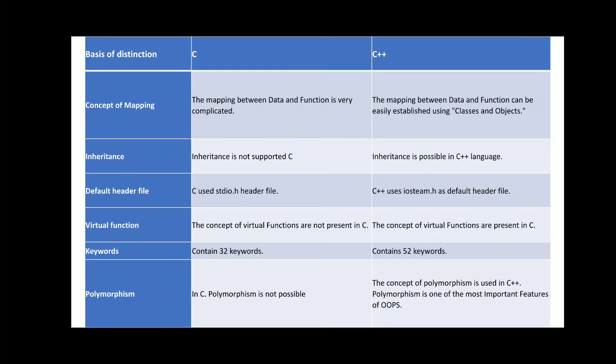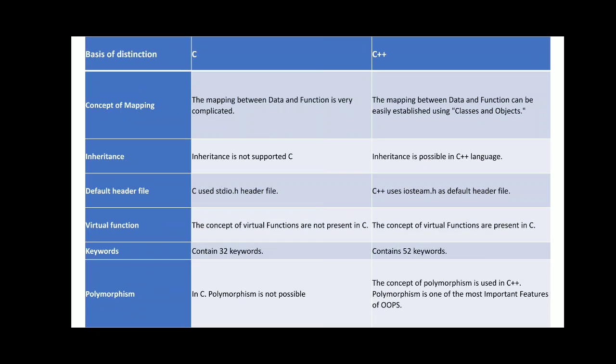Concept of mapping: the mapping between data and function is very complicated in C, whereas in C++ data and function can be easily established using classes and objects. In a class we use data members and member functions, so data and functions can be mapped easily. Inheritance: C does not support inheritance, C++ supports inheritance.